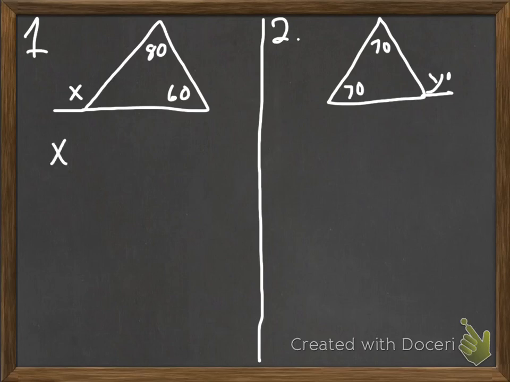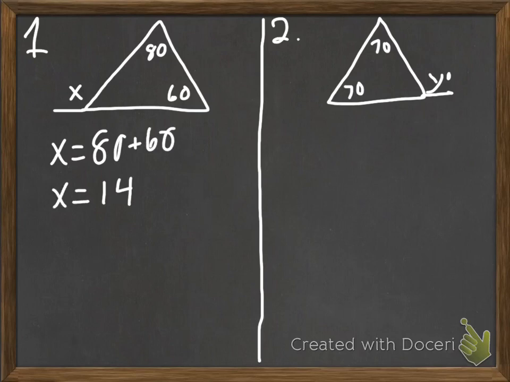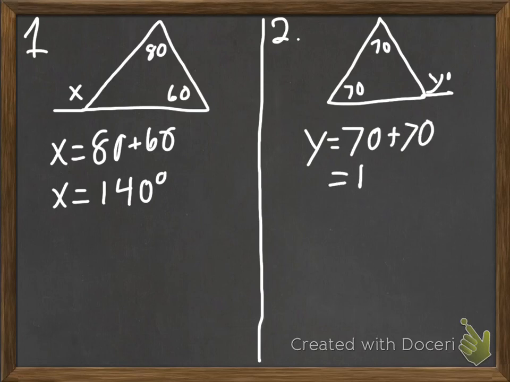So we know that x is going to equal 80 plus 60, so x equals 140 degrees. We know that y is going to be 70 plus 70, which is equal to 140 degrees. Didn't mean for that to happen, but it's a act of randomness of numbers. So there's your exterior angles theorem.